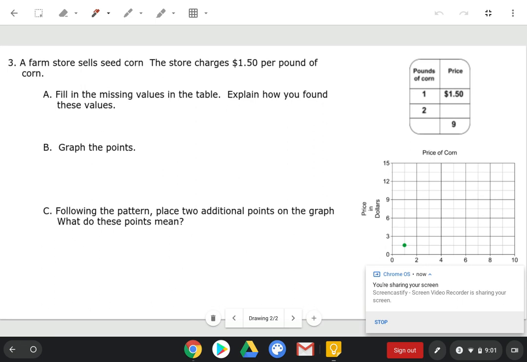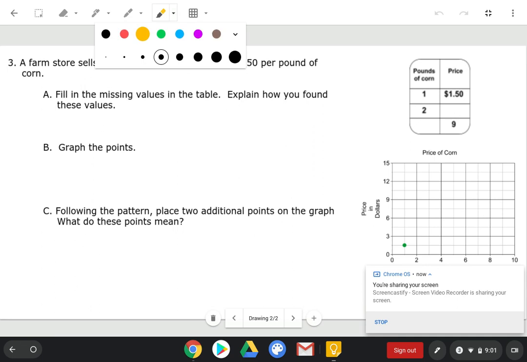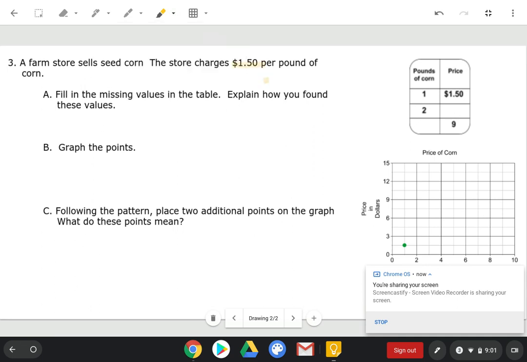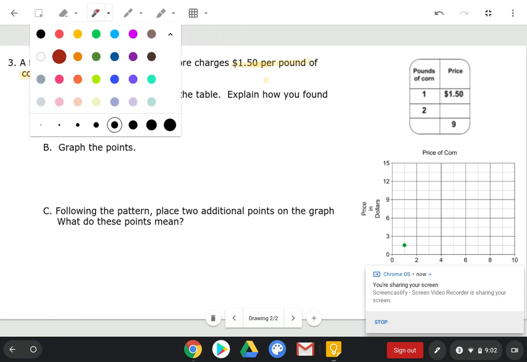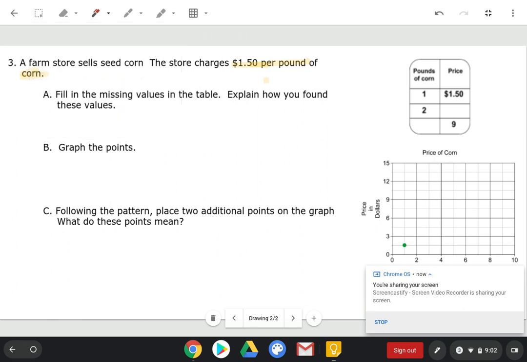The problem you see on your screen says that a farm store sells seed corn. The store charges $1.50 per pound of corn. So we're supposed to fill in the missing values in the table and explain how we found those values. So the table is over to the right. And let's make sure we read our table well and know that this first column on the left represents the pounds of corn, and then the second column on the right represents the price.